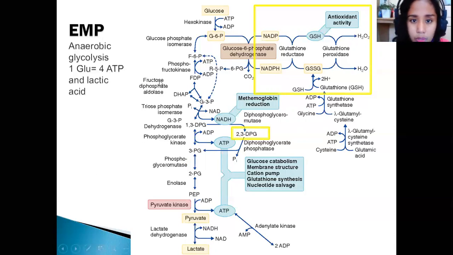So class, ito, glucose down to the lactate. Ma'am San, sabi mo ATP. Ayan, napaproduce nga ng 4 na ATP. So that's your Embden-Meyerhof pathway or anaerobic glycolysis.